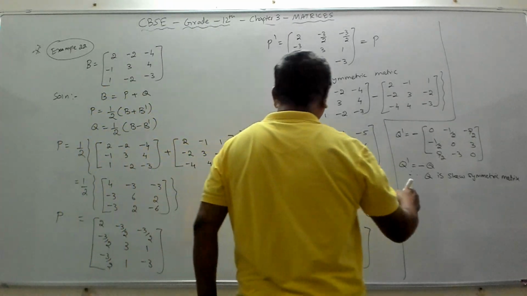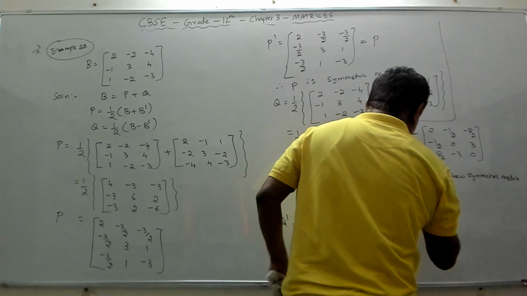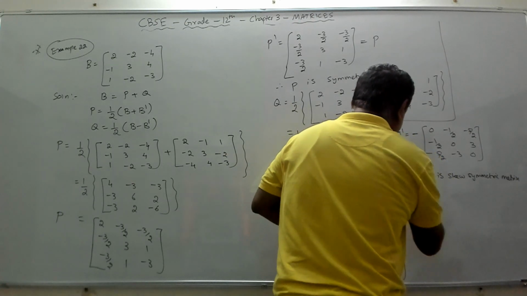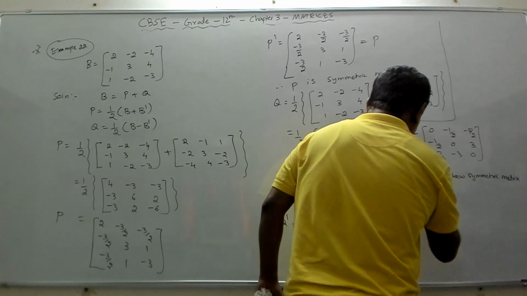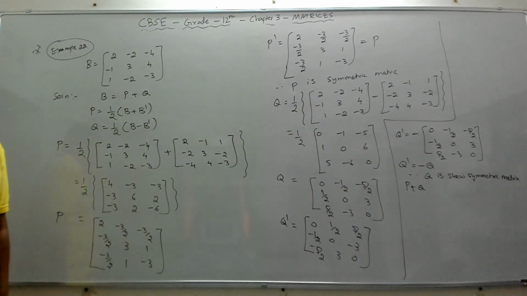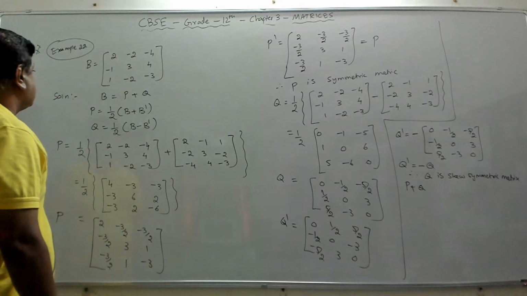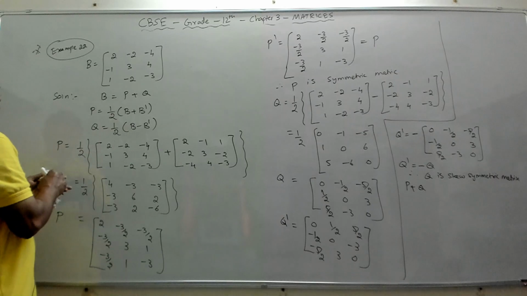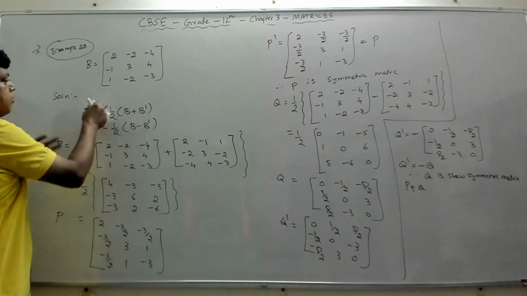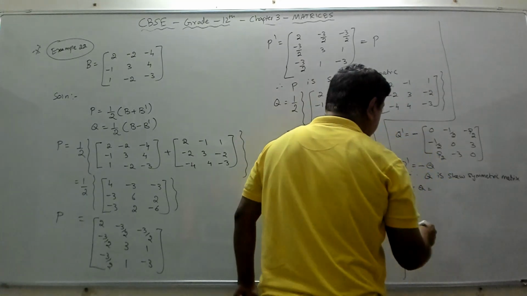So therefore, we have expressed B as, now B is equal to P plus Q. Let's try to find the value of P plus Q. You need not even write this, even if you write this, it's okay. Let's try to find P plus Q and we'll show that that is equal to B.